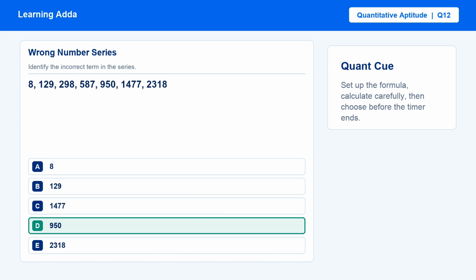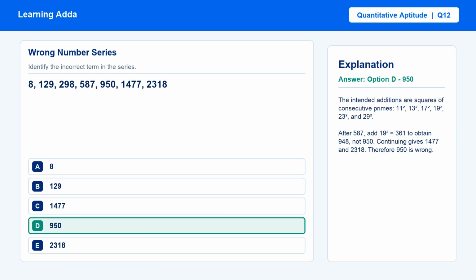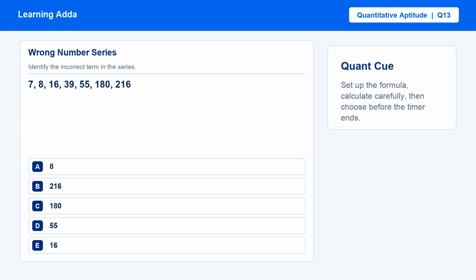The answer is option D, 950. The intended additions are squares of consecutive primes: 11 squared, 13 squared, 17 squared, 19 squared, 23 squared, and 29 squared. After 587, add 19 squared, which is equal to 361, to obtain 948, not 950. Continuing gives 1477 and 2318. Therefore 950 is wrong.